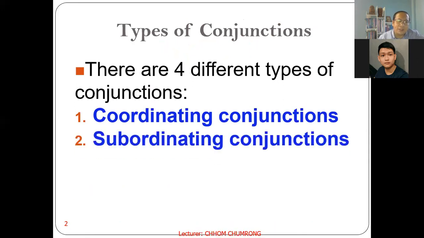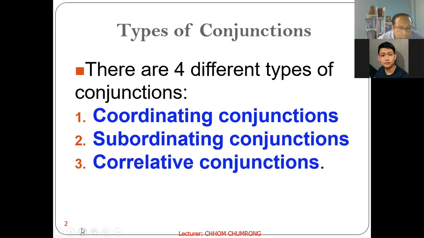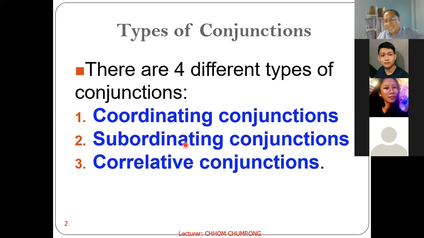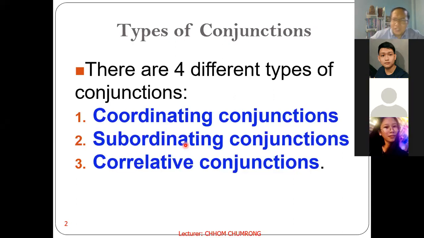Okay, and the second type we call subordinating conjunctions. What are the subordinating conjunctions that we have? So this one we call FANBOYS, right? How about the subordinating conjunctions? Can you give some examples? So there are even though, because. Noun clause, adjective clause, adverb clause, you have already learned these, right?